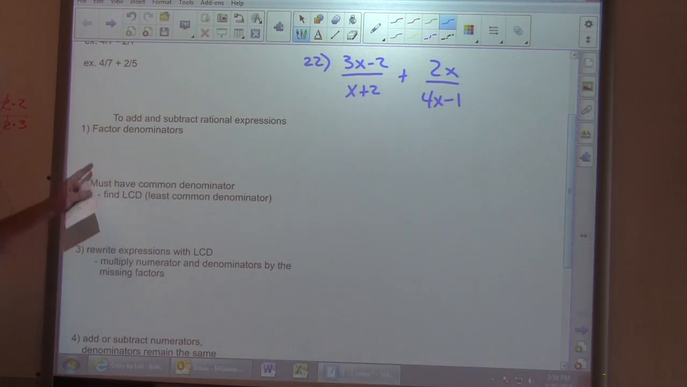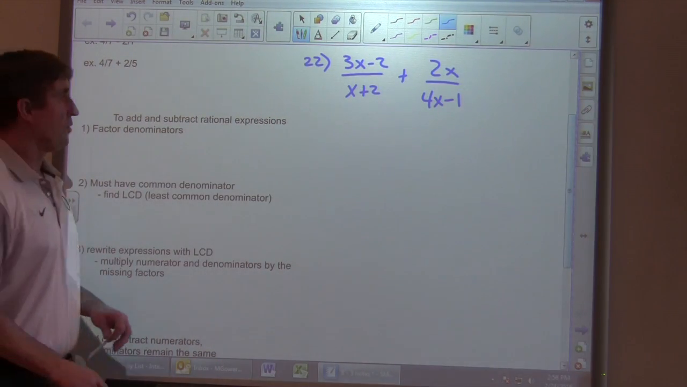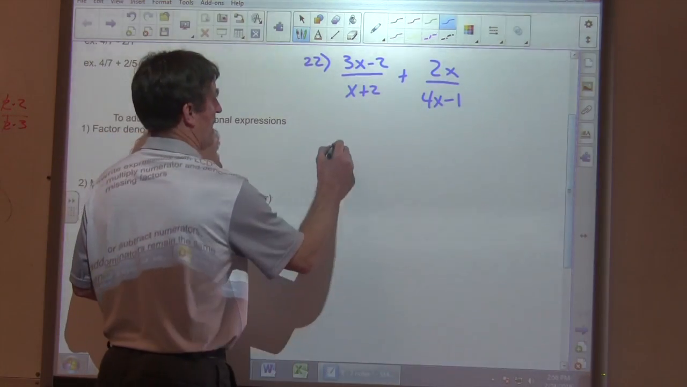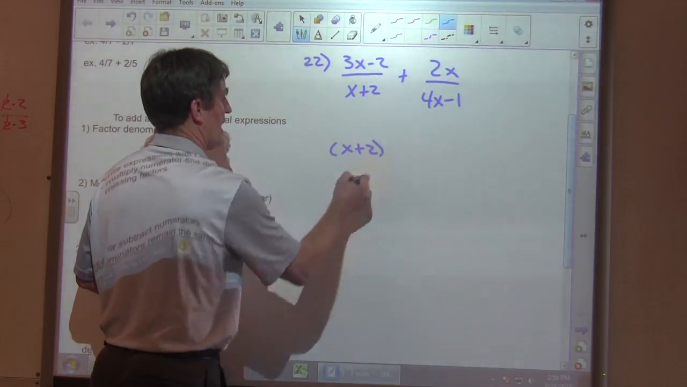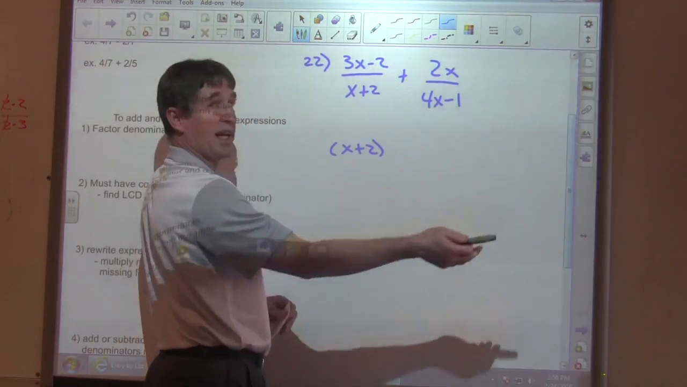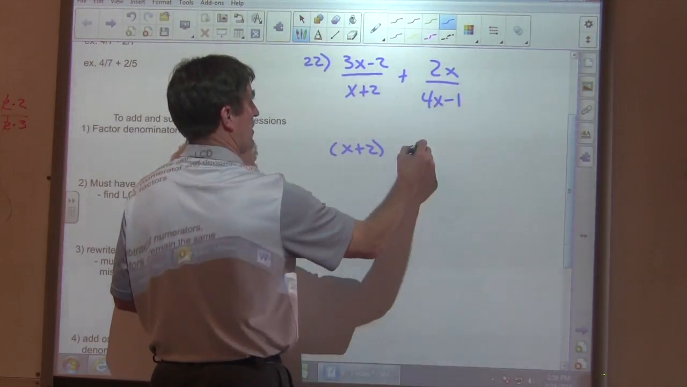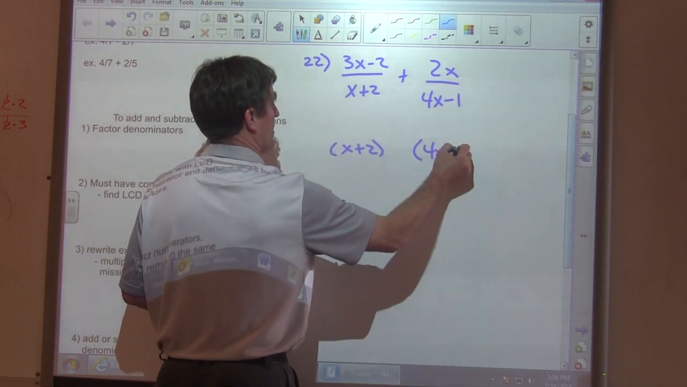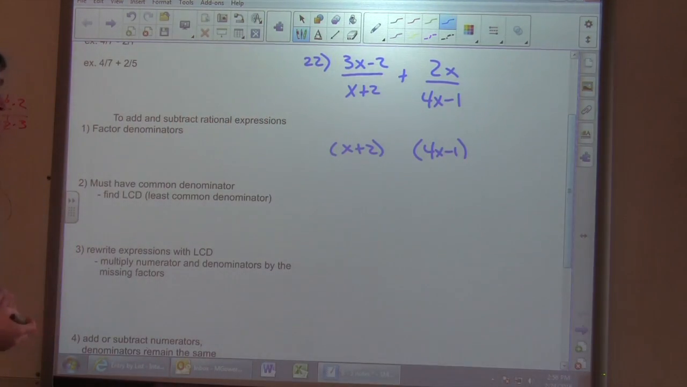So if we follow the steps, it says to factor the denominators. Well, x plus 2, I can't factor that, so that would just be there as x plus 2. And 4x minus 1, there's also not an x squared, and there's no greatest common factor, so that would stay the same as 4x minus 1. So that would be step 1.